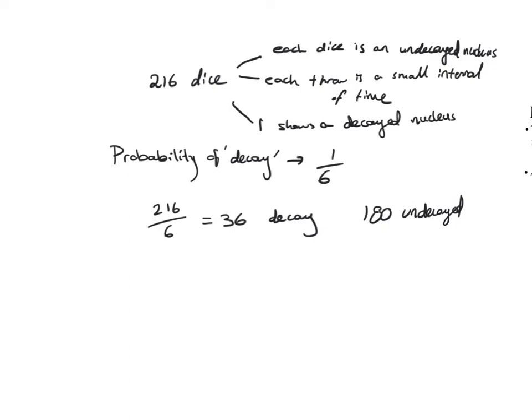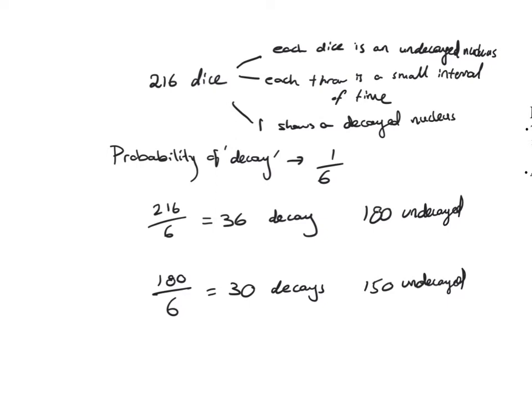So we are simply stating with this calculation the probability of what will be decayed and what will be left behind. Now, after the second throw, I have 180 undecayed, so 36 decayed, so I'm not interested in them anymore. I have 180 that have a probability of decaying. So again, 1 in 6. So that will leave me with 30 decays and 150 undecayed. And I can continue doing that constantly until I'm left with a very little amount of dice that have not decayed.